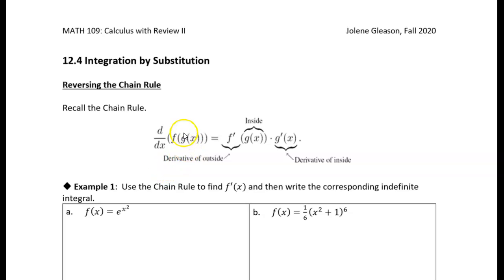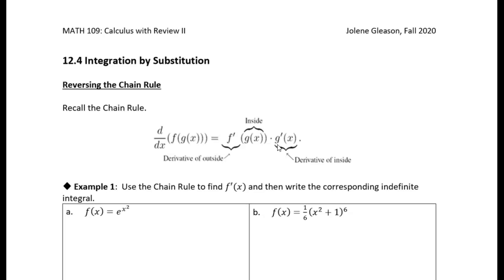Okay, so before we get started on that, let's take a look again at the chain rule. So the chain rule is used when we have a composition of functions. So we have an outside function and an inside function. So if we're trying to take the derivative of f of g of x, we would consider g of x to be the inside function and f to be the outside function. And to find the derivative of this composition of functions, we take the derivative of the outside function, leave the inside function as it is, and multiply it times the derivative of the inside function.